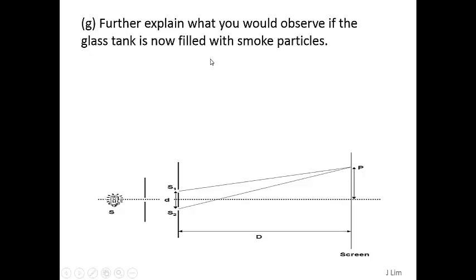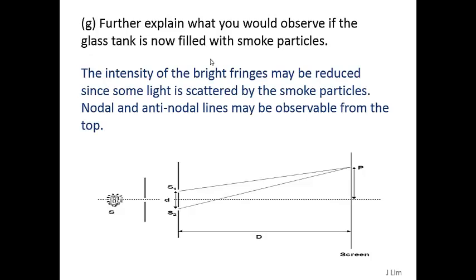Further explain what you would observe if the glass tank is now filled with smoke particles. The intensity of the bright fringes may be reduced since some light is scattered by the smoke particles, so the nodal and anti-nodal lines may be observable from the top. So we will see these lines.